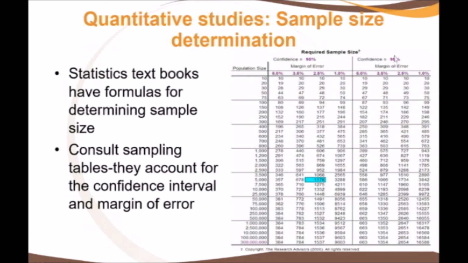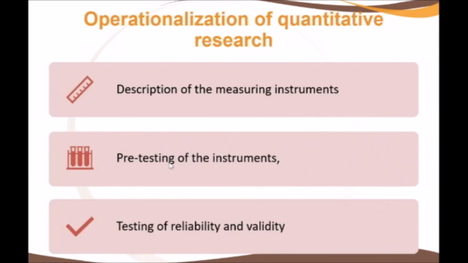But if he wanted to be 99% confident at the same margin of error, he would need 1,734. But if the population was 200, he wants to be 95% confident and allowing a margin of error of 5%, a population of 200 will give him a sample of 132. So that is how to determine the sample. That's the easiest way. Use sampling tables. There are quite a number of them available on the net. Okay.